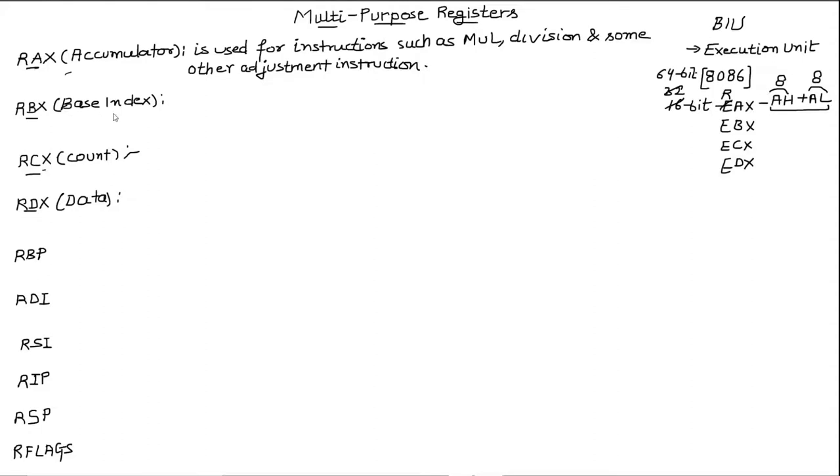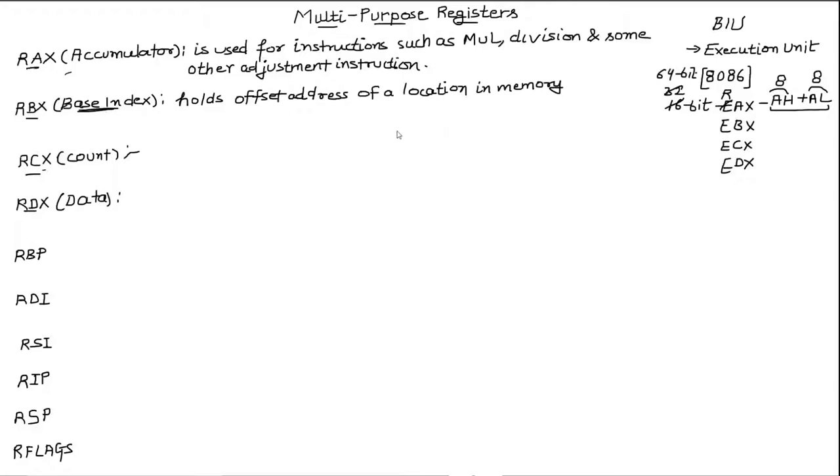Coming to the base index register, this register holds the offset address. We discussed the offset address, which is used to access a particular location within a segment. So it holds the offset address of a location in the memory system. That's why it is known as the base index.